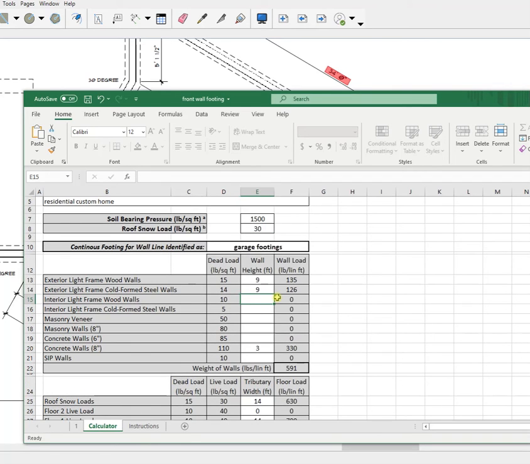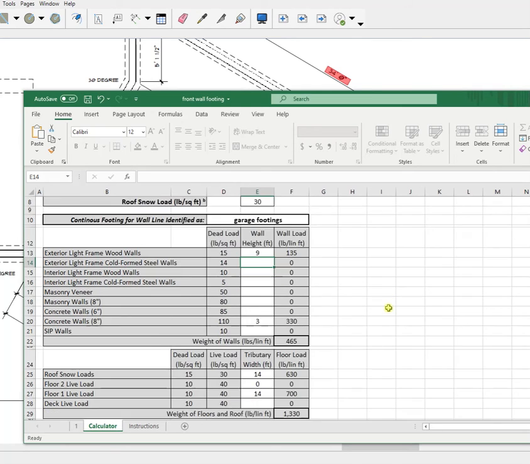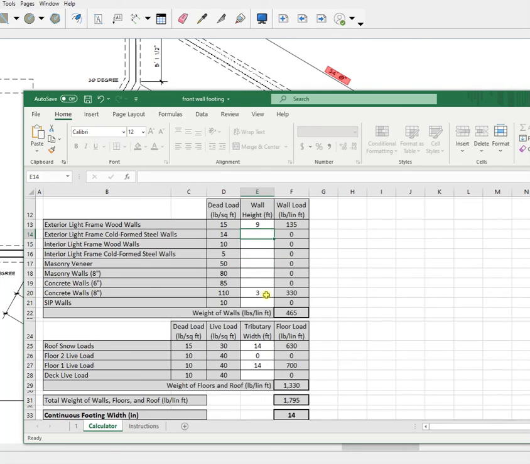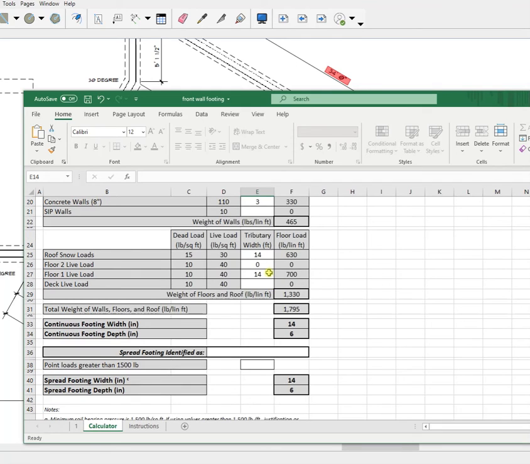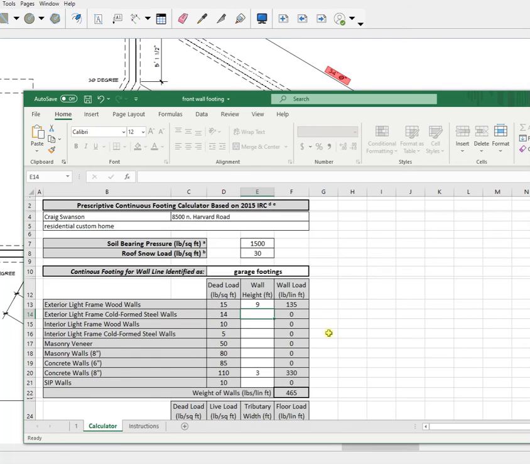No wait, I did that wrong. So there's the garage wall, exterior wall. There's the garage foundation. There's half of the roof load, and there is the half of the floor load, because there's also a floor load in those trusses. And they're telling you that these would be 14 by 6. So again, you just save as and turn it in.